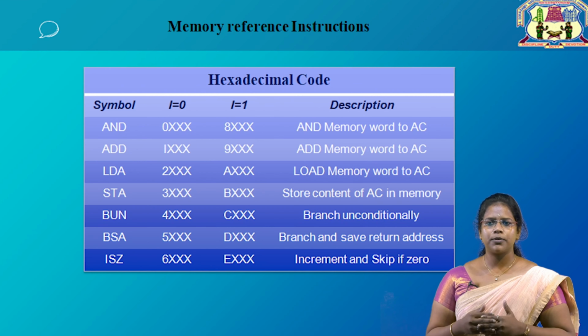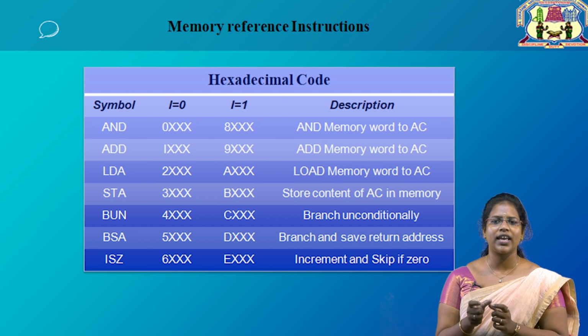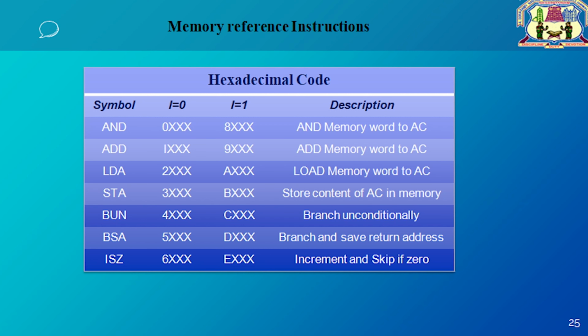Then the next type is register reference instructions. In register reference instructions, the first 12 bits specify register operations. Then the next 3 bits equal to 111 specify the opcode. Therefore, the left 4 bits are always 0111, which is equal to hexadecimal 7. This is the register reference instruction format for your reference.